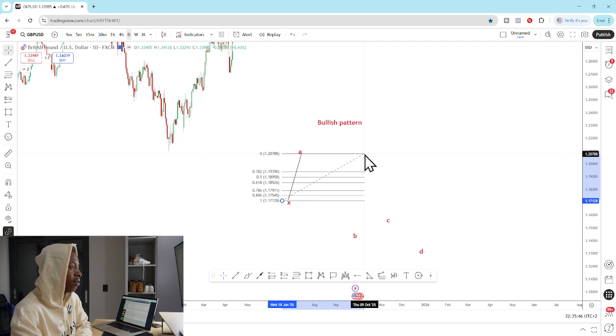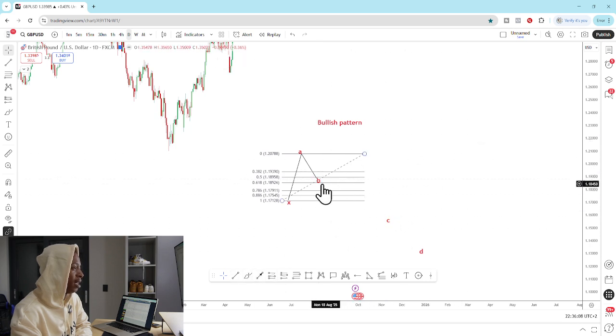Perfect. And then from X to A to B, we need to at least be above the 50% level but below 61.8, meaning that it must touch the 50% level but it must not touch the 61.8. So that will be our A to B right here, and then boom, A to B.